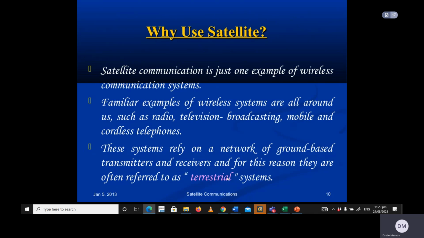Bakit satellite? Because this is a good example of wireless systems. And we are familiar with broadcasting, mobile, and cordless telephones. These systems rely on a network of ground bases. So, kailangan may ground base ka para konektado sila. So, we have the transmitter and receiver, so they can operate a terrestrial system.